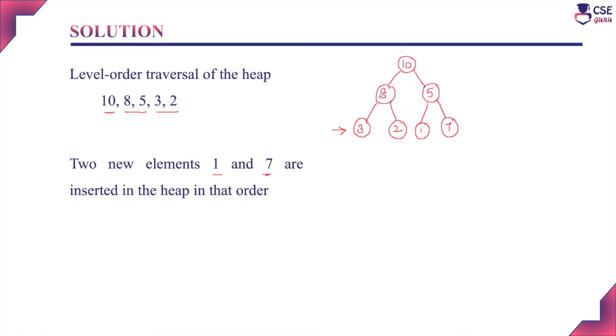Compared to the child nodes 8 and 5, 10 is the largest. Compared to the child nodes 3 and 2, 8 is the largest. Compared to the nodes 1 and 7, 5 is the least because 7 is the greater number here. So to convert this heap into a max heap data structure, we need to exchange these two elements. Then afterwards, check the max heap property. Again, if it violates the max heap property, again we need to do the exchange.